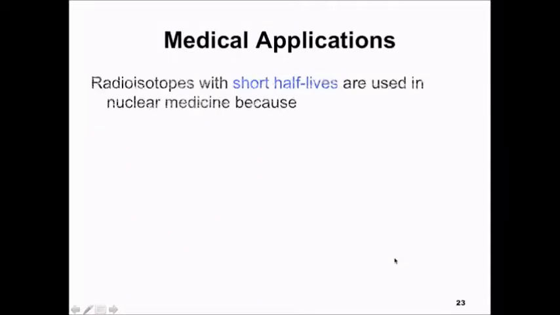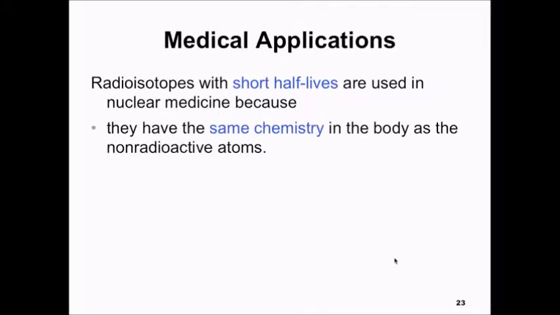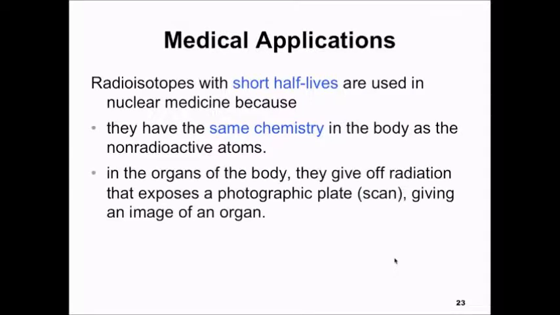Medical applications. Radioisotopes with short half-lives are used in nuclear medicine because they have the same chemistry in the body as non-radioactive atoms. In the organs of the body, they give off radiation that exposes a photographic plate, giving an image of the organ. Now, an MRI doesn't do that, but the other kind of scans do.